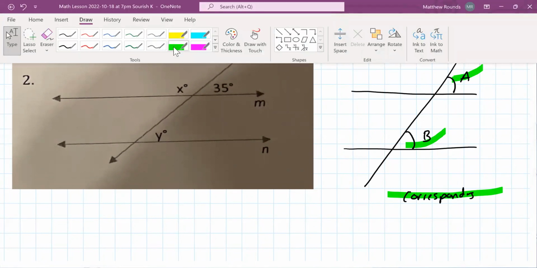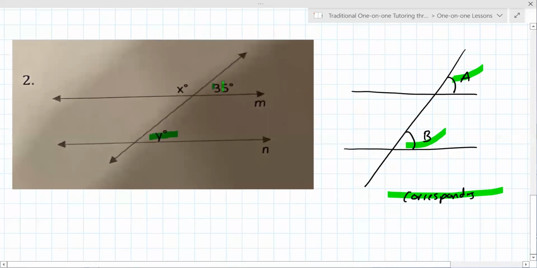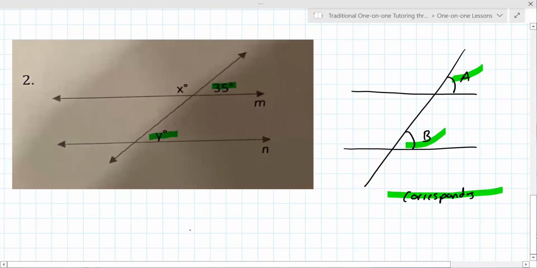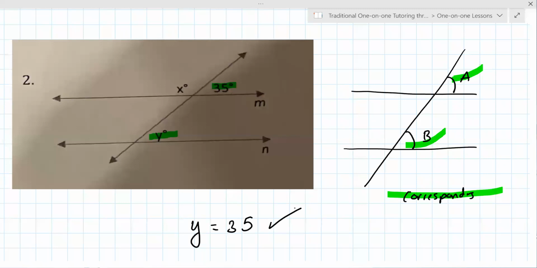So in your picture here, do you see the angle Y and angle 35? They are congruent. And do you remember what the word congruent means? The same. So Y is 35, and there's no work for that. There's absolutely no work to do. You just write the answer.